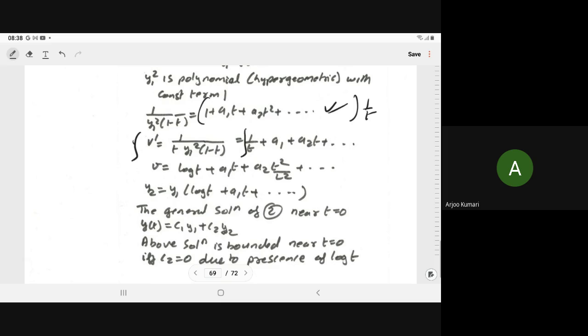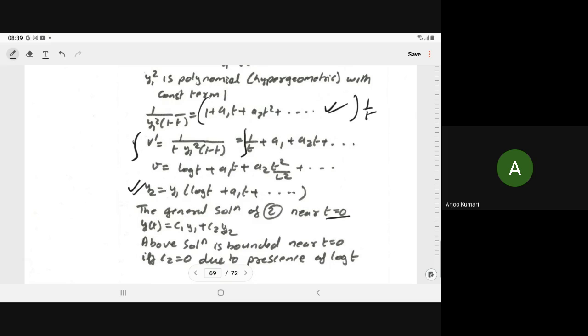So here this is your v, and what is y2? Y2 is v into y1, right? So y2 will be y1 into v, and v is log t plus a1t plus a2t square upon factorial 2 and so on. So the general solution near t is equal to 0 is c1 y1 plus c2 y2. That is the general solution.